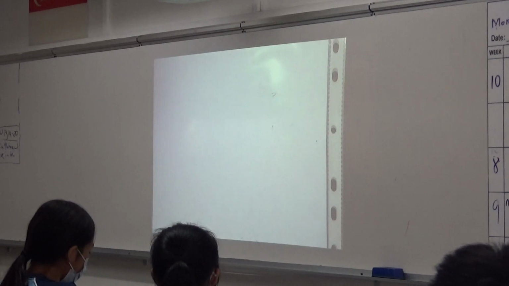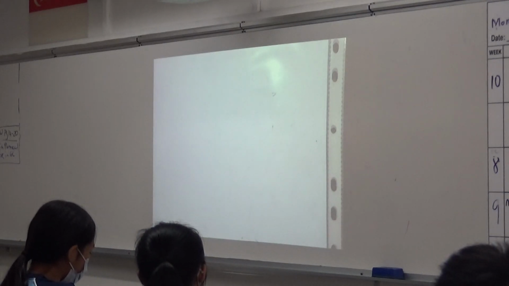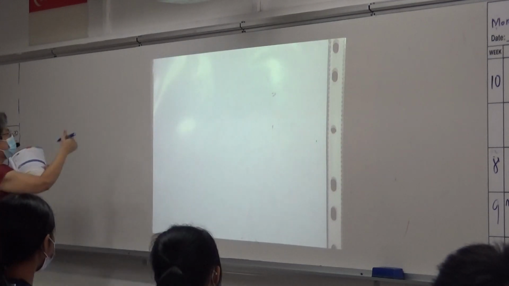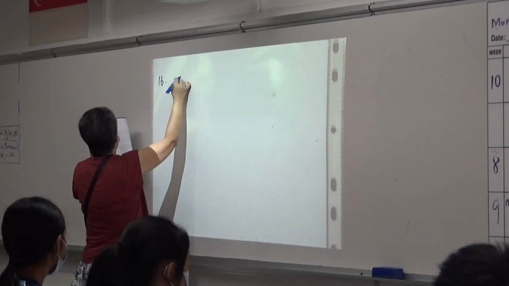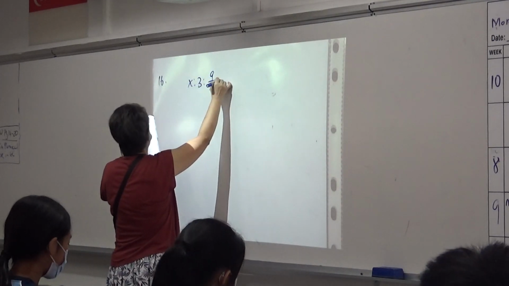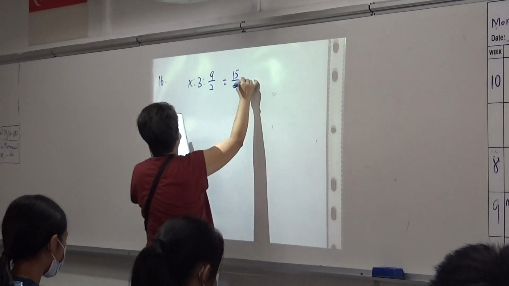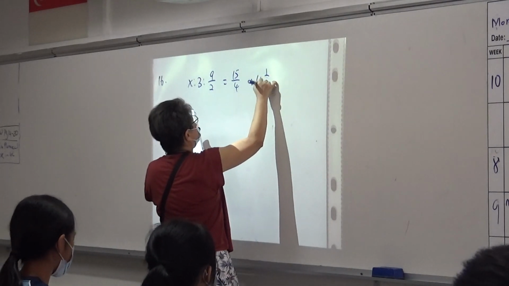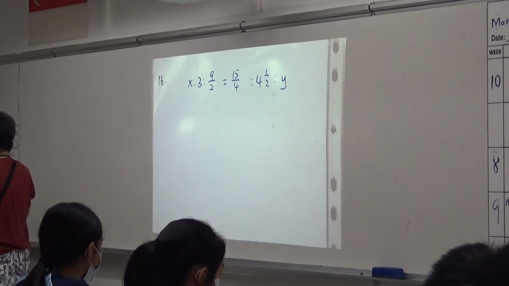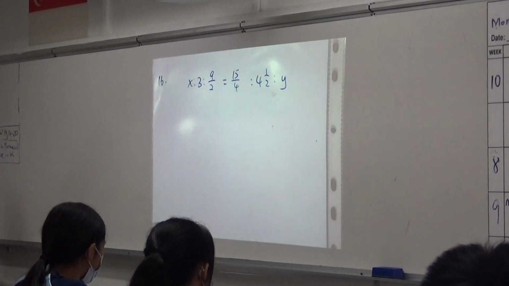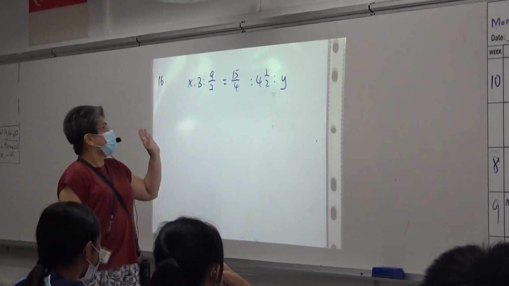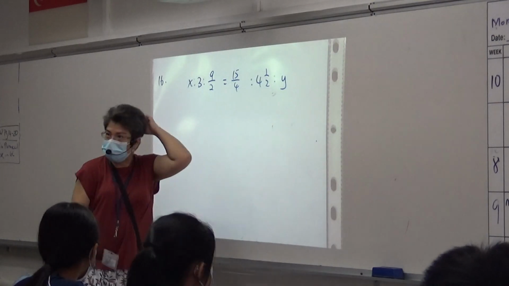Equation on the board. Then we are going to do it together. Okay, question 16. Given that x is to 3 is to 9 over 2 is equals to 15 over 4 is to 4 and a half is to y. Find the value of x and of y. That means I must find the value of x and of y, right?